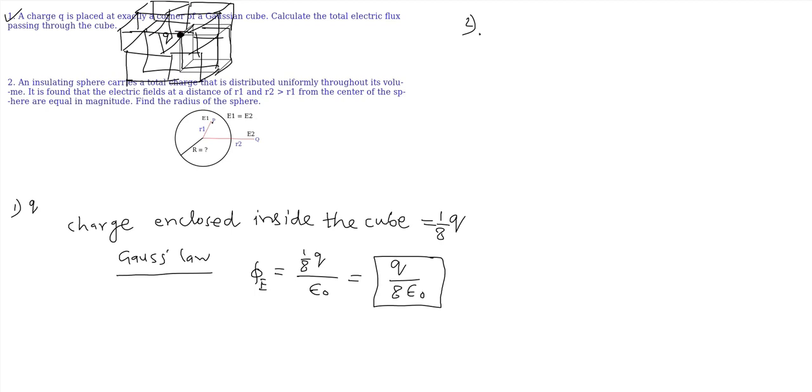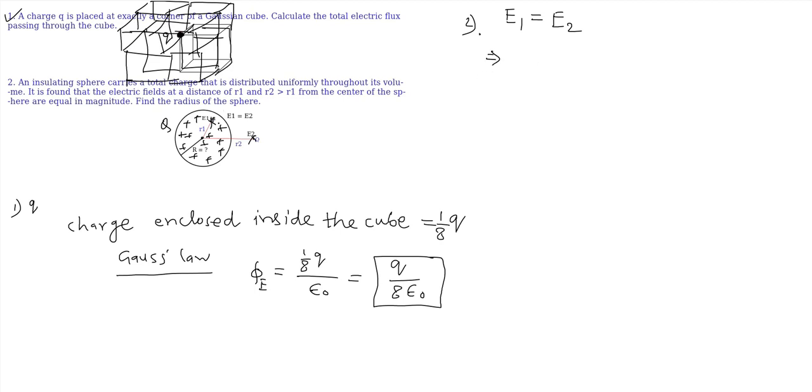So in this diagram we have 2 points P and Q. Point P is inside the sphere and Q is outside the sphere, and the distances of points P and Q from the center of the sphere are r1 and r2 respectively. And the total charge, suppose that is capital Q, is uniformly distributed inside the volume of this sphere, right? So it says that the electric field magnitudes at points P and Q are the same. So if we suppose the electric fields at these 2 points are E1 and E2, then E1 is equal to E2. It is given in the question.